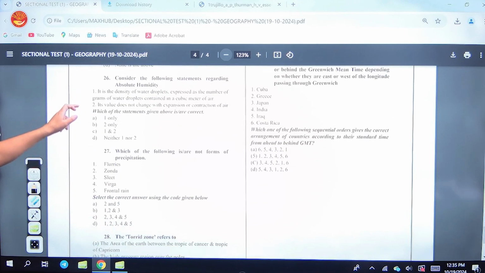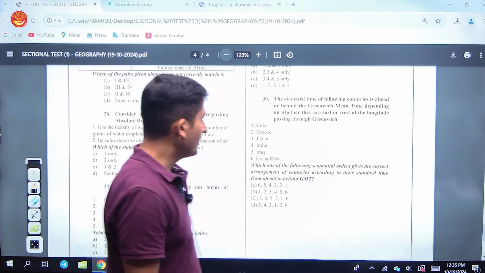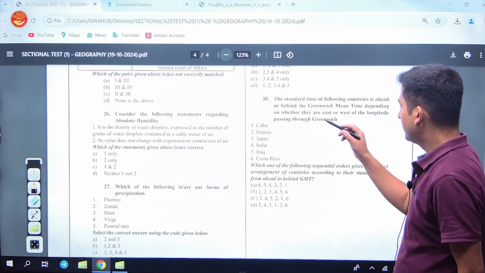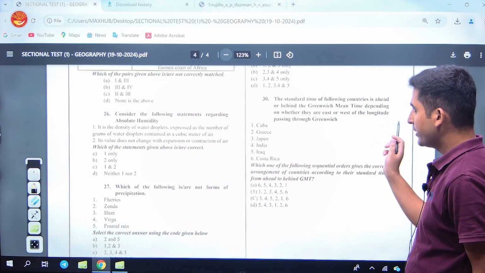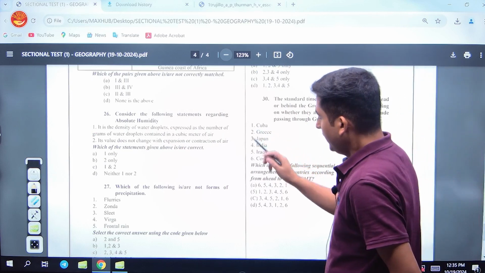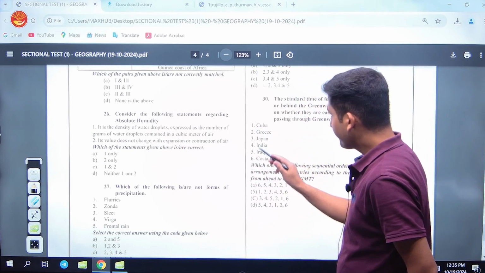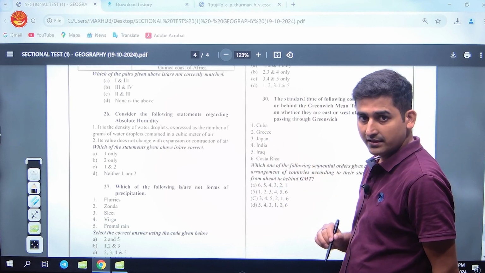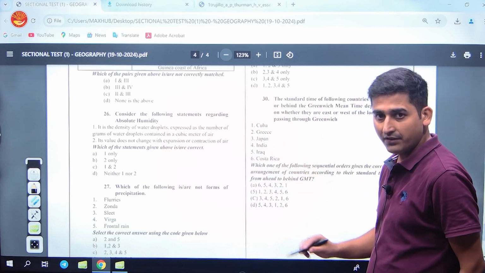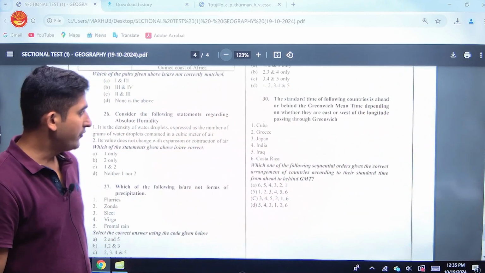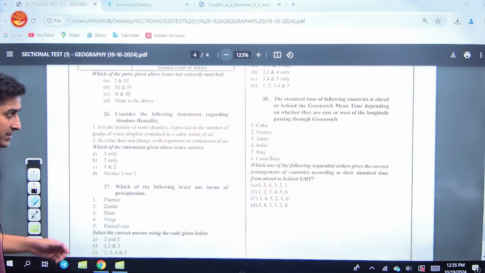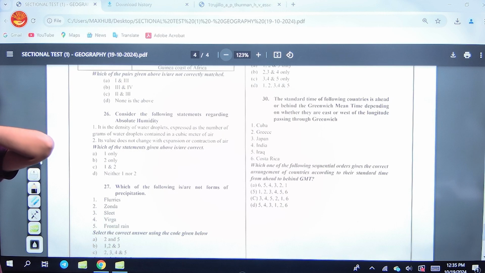The standard time of the following countries is ahead or behind the Greenwich Mean Time, depending on whether they are east or west of the longitude passing through Greenwich. The first one is Cuba, second is Greece, third is Japan, fourth is India, fifth is Iraq, and sixth is Costa Rica. If you remember when we discussed time zoning, we were discussing the time with respect to the Greenwich Mean Time.